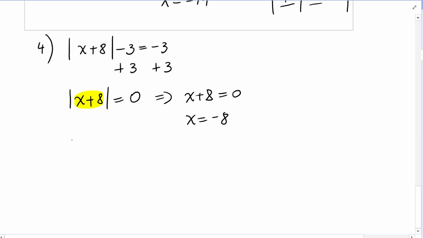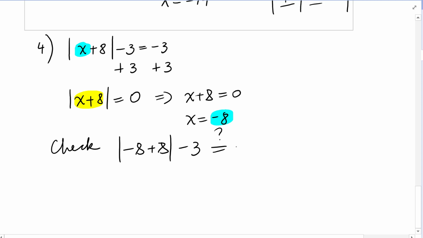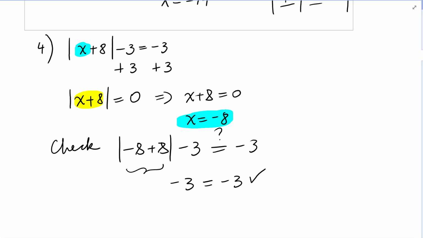And you know what? We can even check by going to the original problem, and instead of x, we put negative 8. So we have absolute value of negative 8 plus 8 minus 3. Does that equal negative 3? Well, absolute value of 0 is 0, and negative 3 equals negative 3, so it checks out. So x equals negative 8 is a solution.